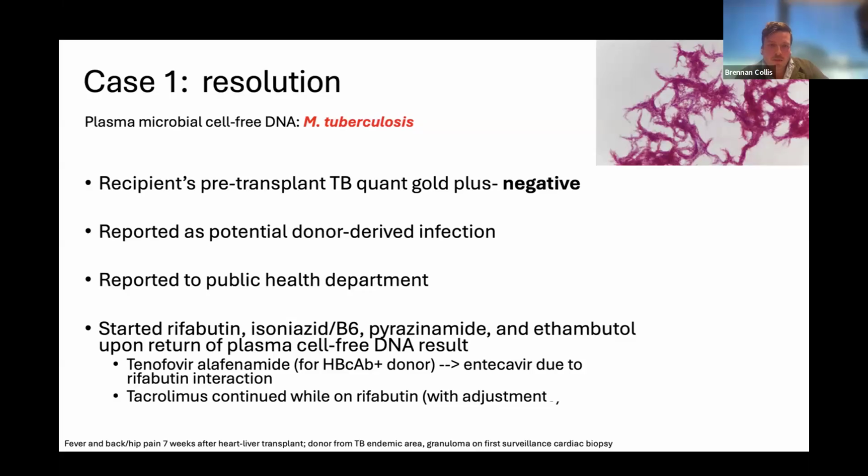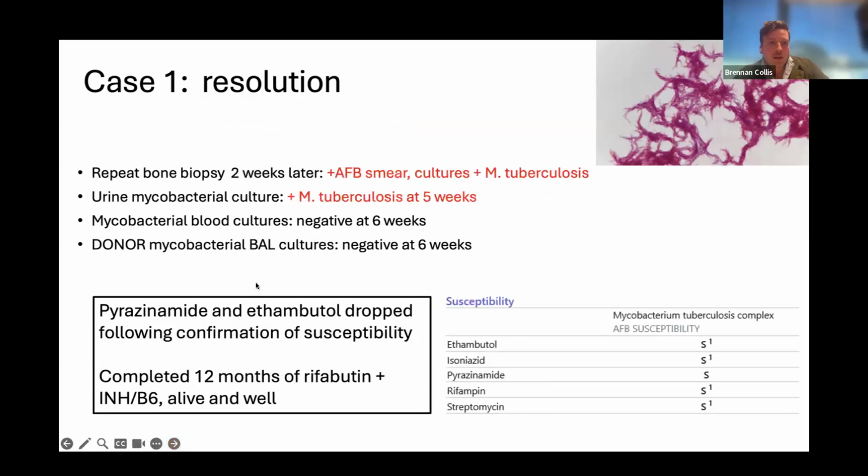On return of the plasma cell-free DNA test result, we started our patient on upfront TB therapy with rifabutin, isoniazid, pyrazinamide, and ethambutol, and managed some drug-drug interactions as well. We got the repeat bone biopsy 2 weeks later, and that was smear positive and culture positive for Mycobacterium tuberculosis. We also sent off urine mycobacterial cultures, which flagged positive for Mycobacterium tuberculosis at the 5-week mark, and mycobacterial blood cultures, which were negative out to 6 weeks.